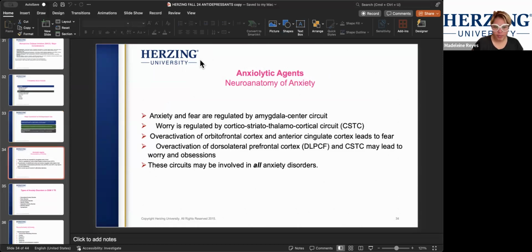Anxiolytic agents. Anxiety and fear are regulated by the amygdala circuit. Worry is regulated by the cortico-striatal-thalamocortical circuit. Overactivation of the orbitofrontal cortex and anterior cingulate leads to fear. Overactivation of the dorsolateral prefrontal cortex and the CSTC may lead to worry and obsession. These circuits may be involved in all anxiety disorders.